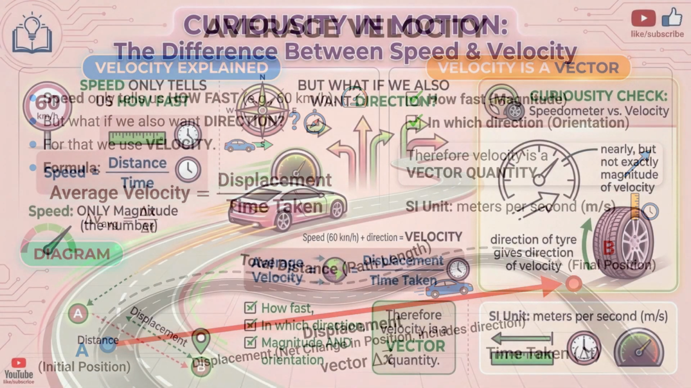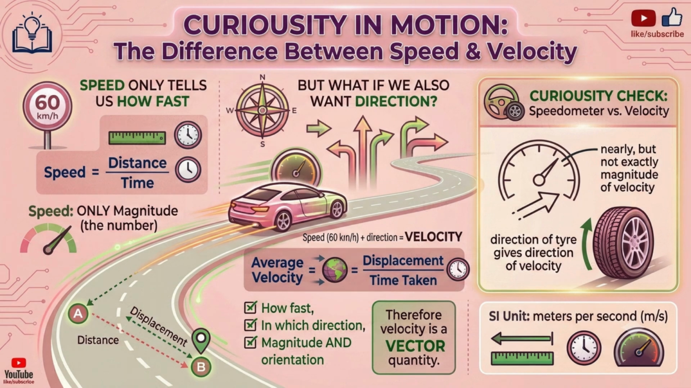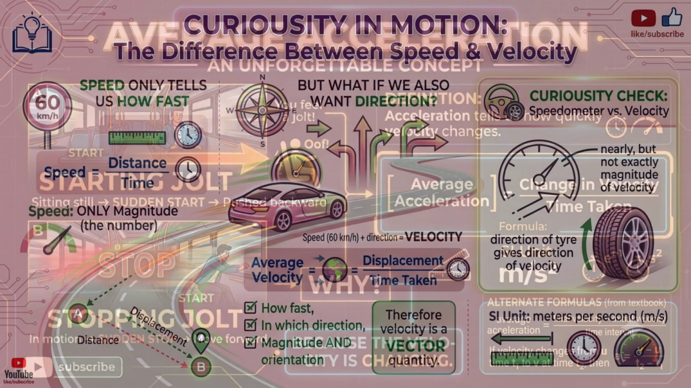Ever looked at your car's speedometer and thought, yep, that's my velocity? Well, close, but not quite. Think of it this way, your speedometer tells you how fast you are going at that exact split second. That's nearly the exact magnitude of your velocity. But velocity is a team effort, it also needs a direction. And where do we get that? Look down at your tires. The direction your wheels are pointing gives you the direction of your travel at that precise moment. Put the speedometer and the tires together, and boom, you got your true instantaneous velocity.